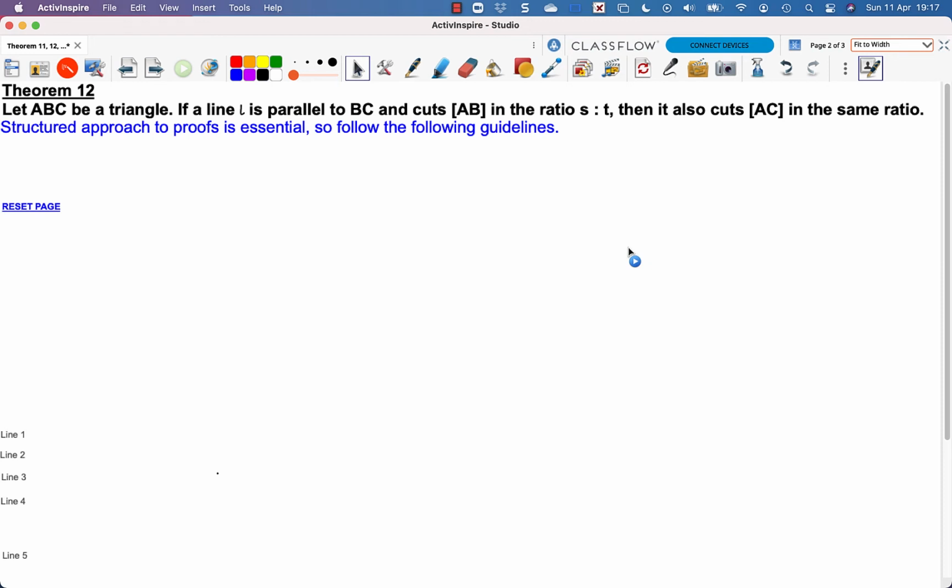We're now going to prove Theorem 12. All you'll be given in the exam is the theorem statement, so we're going to read that first. Let ABC be a triangle. If a line L parallel to BC cuts AB in the ratio S to T, then it will also cut AC in the same ratio.